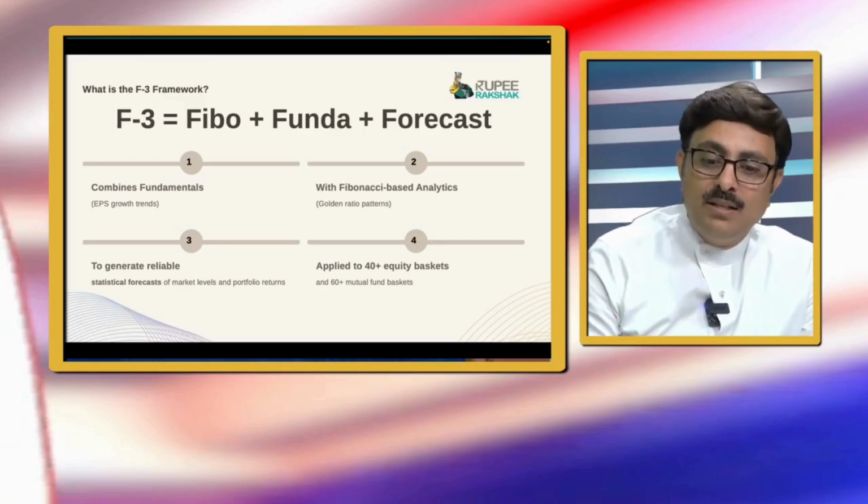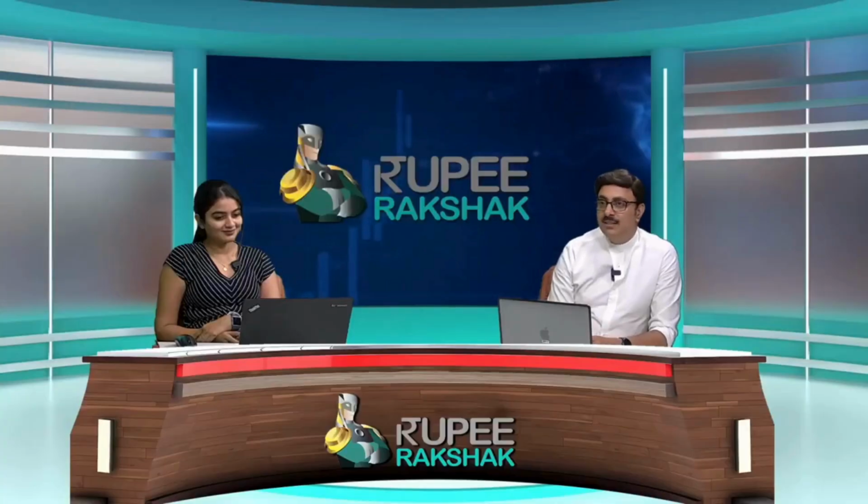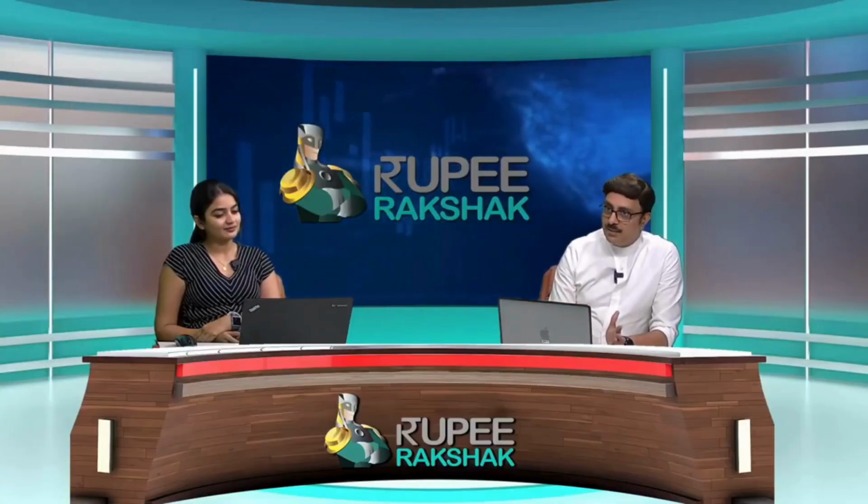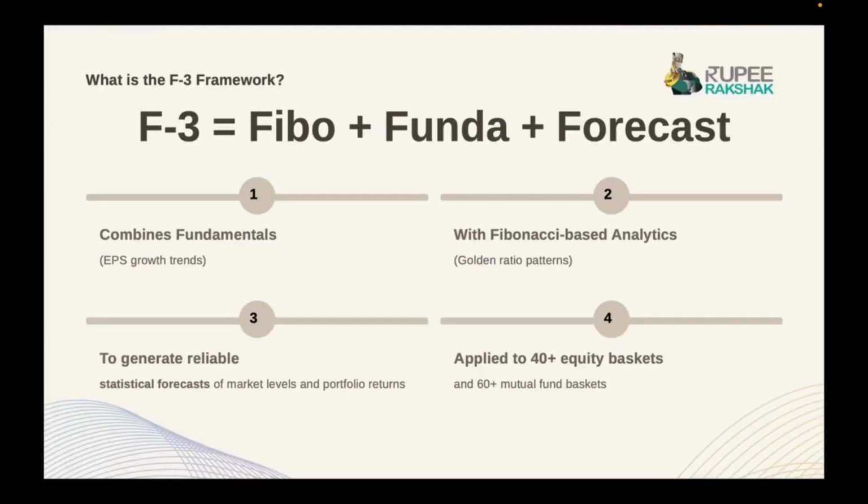So we are combining fundamental analysis along with the technical analysis. The Fibonacci is basically predicting when the markets will reverse at price levels. That is why in F3 there is Fibo and there is Funda also. And we are doing this to generate reliable statistical forecasts of market levels and portfolio returns.